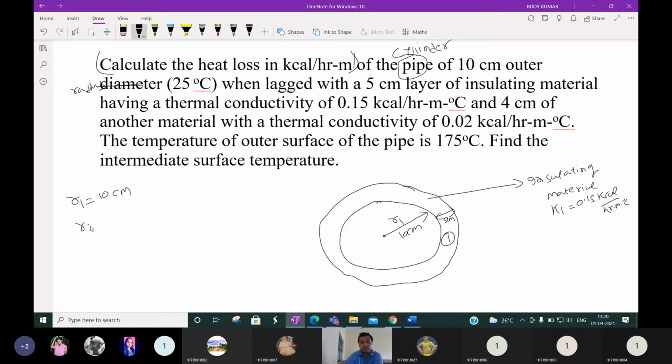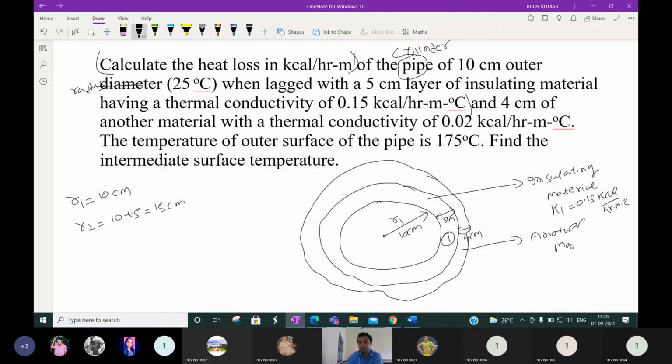R2 is equal to 10 plus 5 centimeter, or you can say 15 centimeter, and 4 centimeter of another material with thermal conductivity this one. This material is again layered with another layer whose thickness is 4 centimeter. Okay, this is the other material, whose thickness is 4 centimeter.